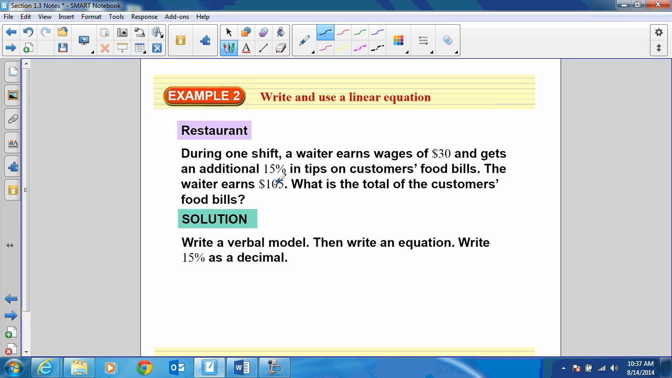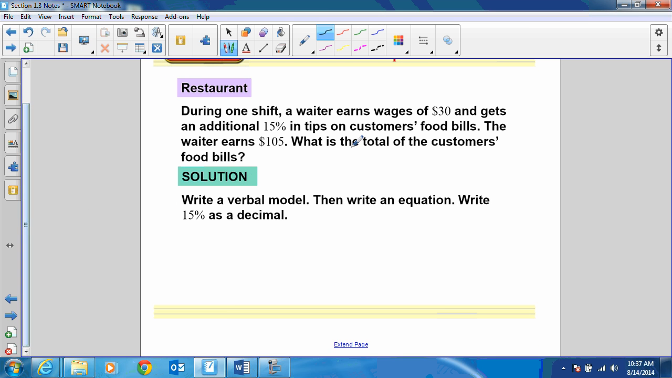Okay. Word problem. We talked about how we hate word problems. So let's set it up. Make sure we set it up the right way. During one shift, the waiter earns wages of $30 and gets an additional 15% in tips on customer food bills. The waiter earns $105. What is the total of the customer's food bills? Okay, so it says write a verbal model, then write an equation, then write 15% as a decimal. So we'll have to do that eventually.